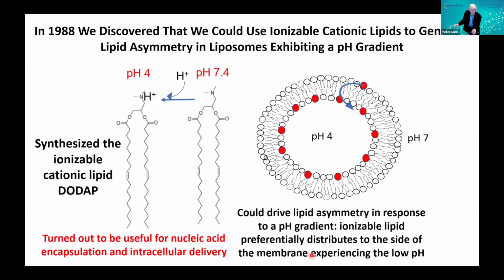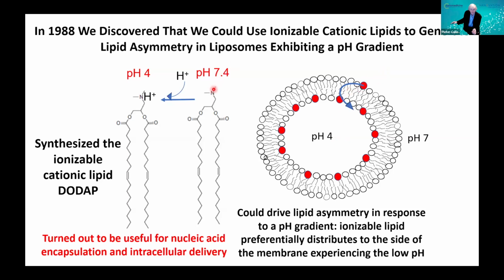get out of endosomes. In the late 80s, we discovered that, and this is lipid asymmetry we're talking about now, if we synthesized an ionizable cationic lipid, so a lipid that was, say, neutral at neutral pH, and was protonated, positively charged at, say, acidic pH of 4, we could induce lipid asymmetry in lipid vesicles if we had a pH gradient, so say pH 4 on the inside.